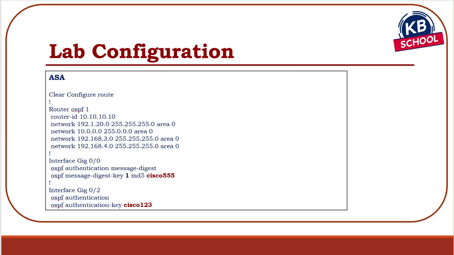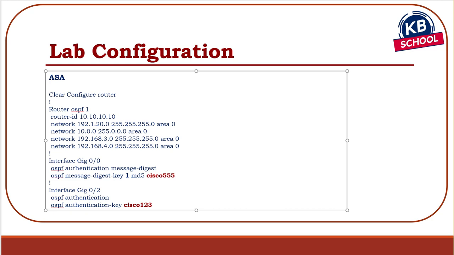All the commands are here. Initially, I did it on the ASA firewall. I did the entire config. I cleared configure, not route. It should be router over here, because I'm getting rid of the routing protocol. Then I enabled OSPF 1. I set the router ID as 10.10.10.10. Enabled it on the 20 network, the 10 network.